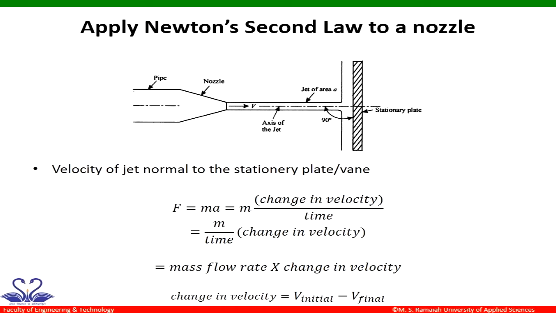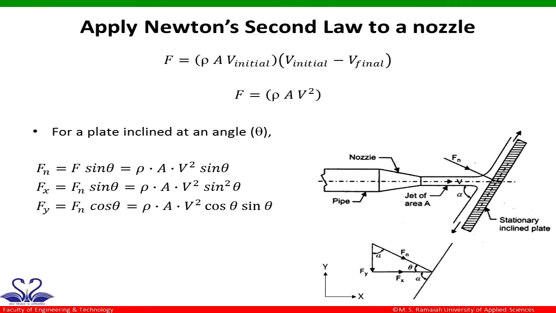From the figure, if the jet is impacting a surface normal to the direction of the jet, then F equals m times a, that is, m times change in velocity by time. In other words, we can write it as mass flow rate times change in velocity. Here, the change in velocity is the difference between the initial velocity and the final velocity. But the final velocity will be taken to be 0. By solving the equation, we get F equals rho times a times square of velocity. This is the force of impact.